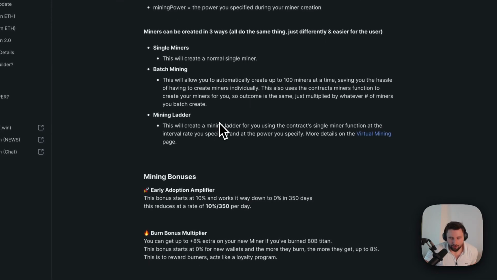Mining ladder allows you to set up a mining ladder. So for example, you can do minimum days, 100 up to 280 days. I want this amount of miners at this day interval. You'll see all of it on the UI. And it will just create the mining ladder for you using code. And then it all goes through in one single transaction.